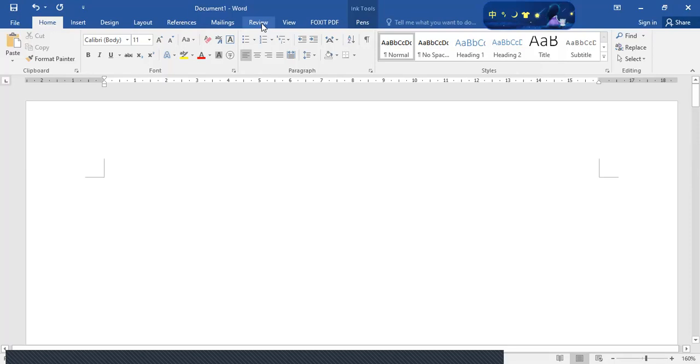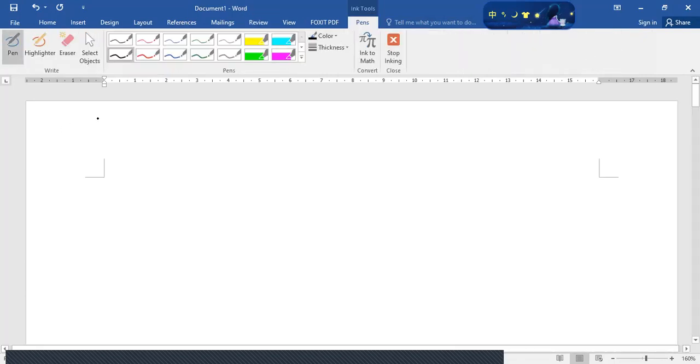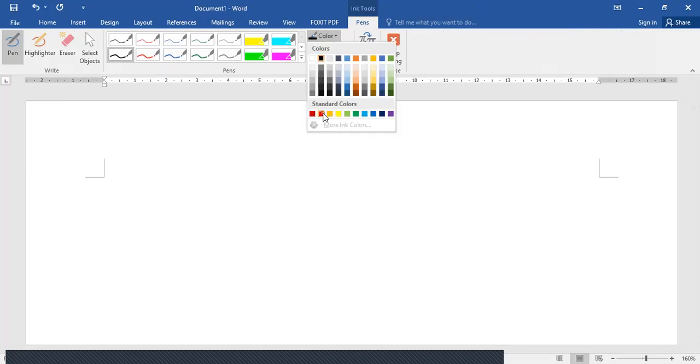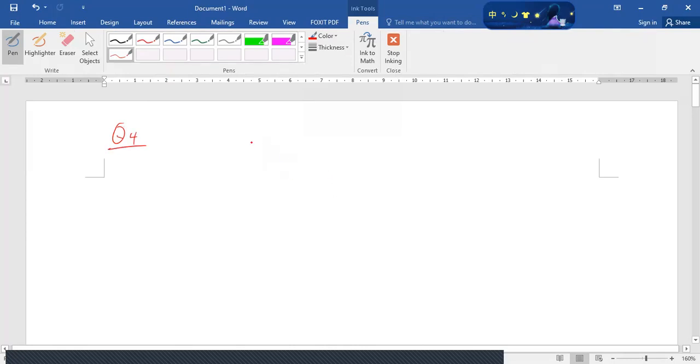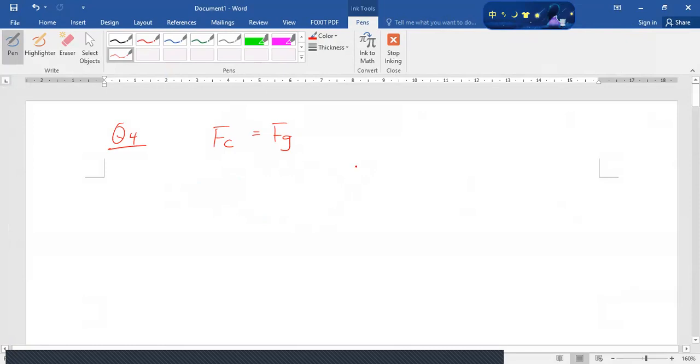Okay, for question number 4, we still use that Fc, centripetal force, equal to the gravitational force. So this means that mv squared over R is equal to G M E m over R squared, the distance.